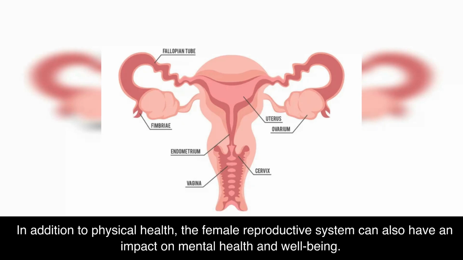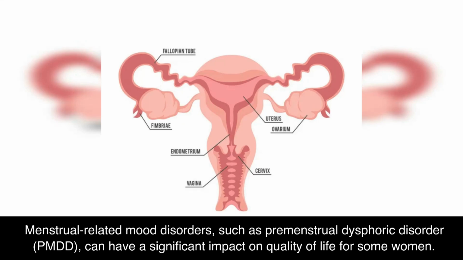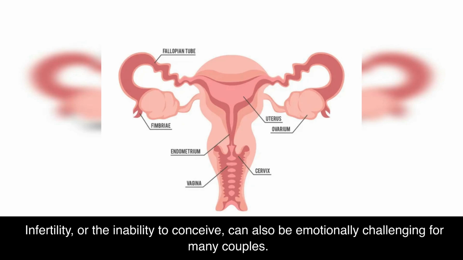In addition to physical health, the female reproductive system can also have an impact on mental health and well-being. Menstrual-related mood disorders, such as premenstrual dysphoric disorder, PMDD, can have a significant impact on quality of life for some women. Infertility, or the inability to conceive, can also be emotionally challenging for many couples.